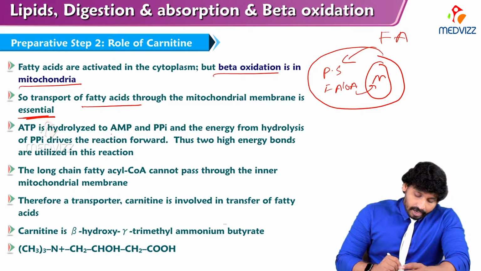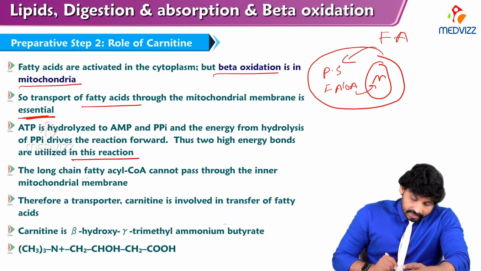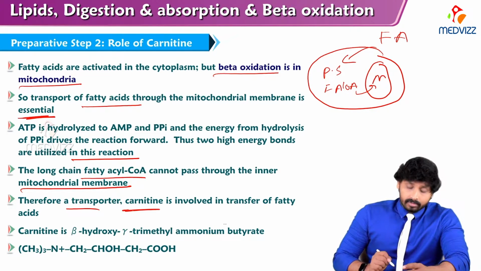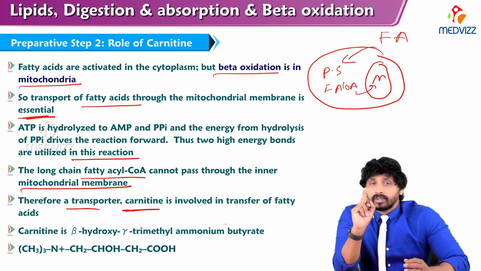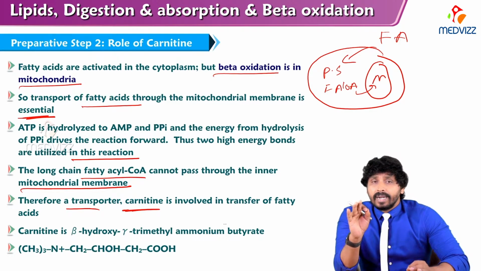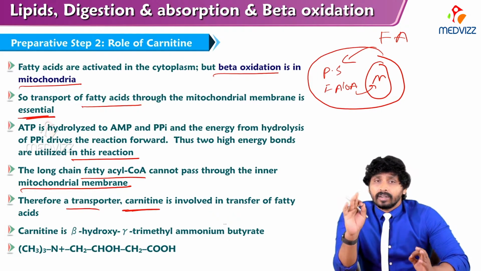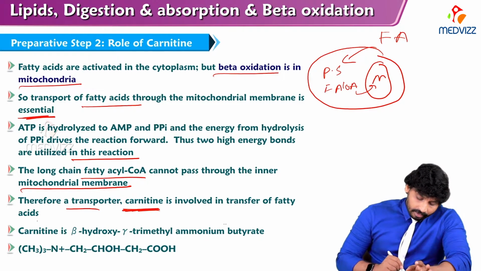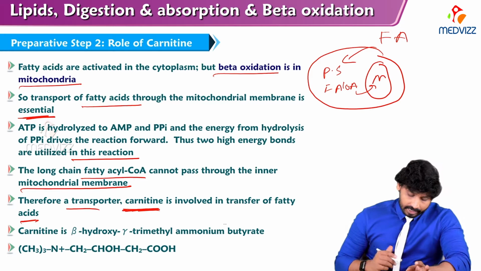ATP is hydrolyzed to AMP and PPi, and energy from hydrolysis drives this reaction. The long chain fatty acyl-CoA cannot pass through the inner mitochondrial membrane. So here the transporter is carnitine. Remember here, long chain fatty acid. For this transport mechanism of carnitine, medium chain and short chain fatty acids don't require this carnitine shuttle, but long chain fatty acids require carnitine for their transportation. So the transporter carnitine is involved in transfer of fatty acids, especially long chain fatty acids.